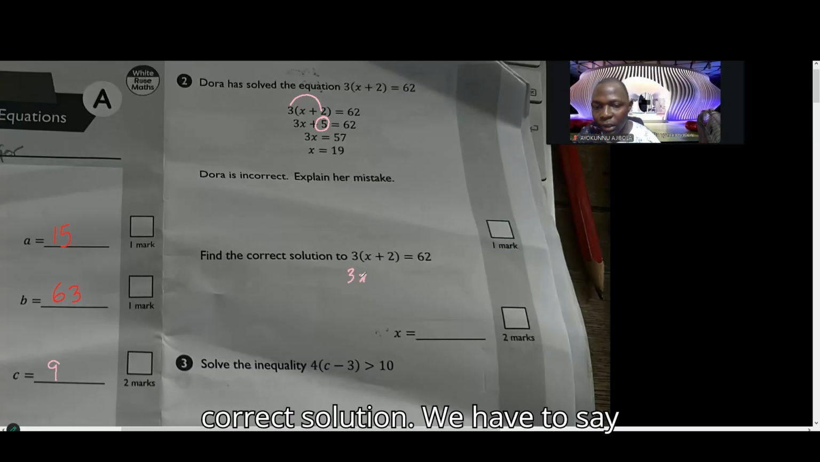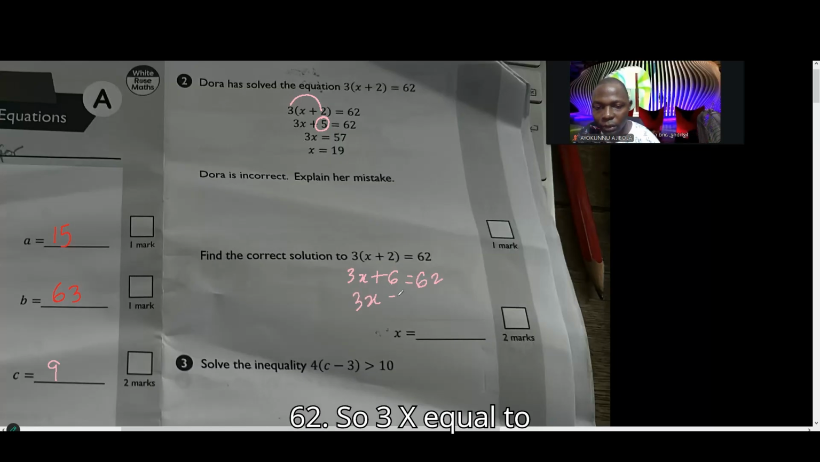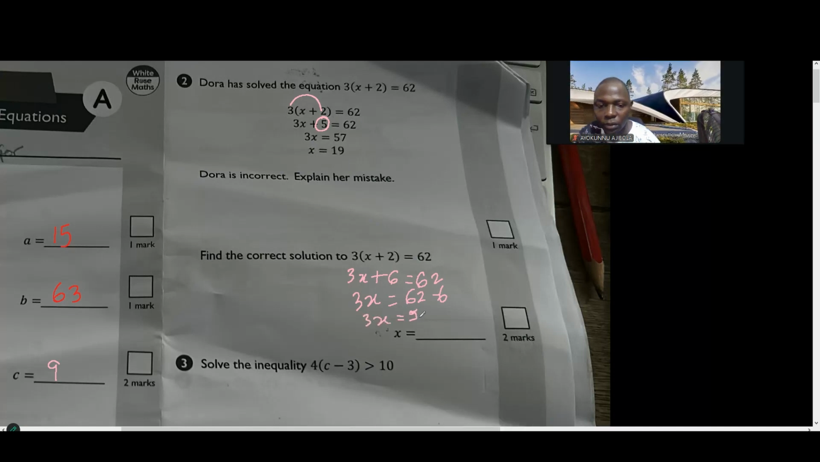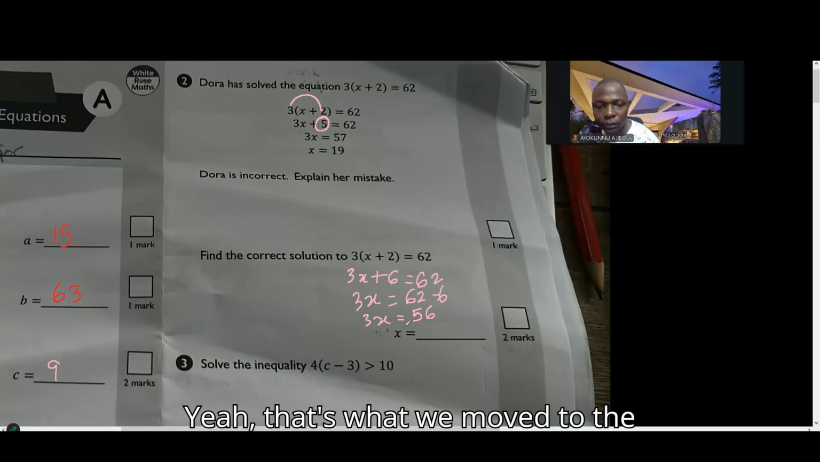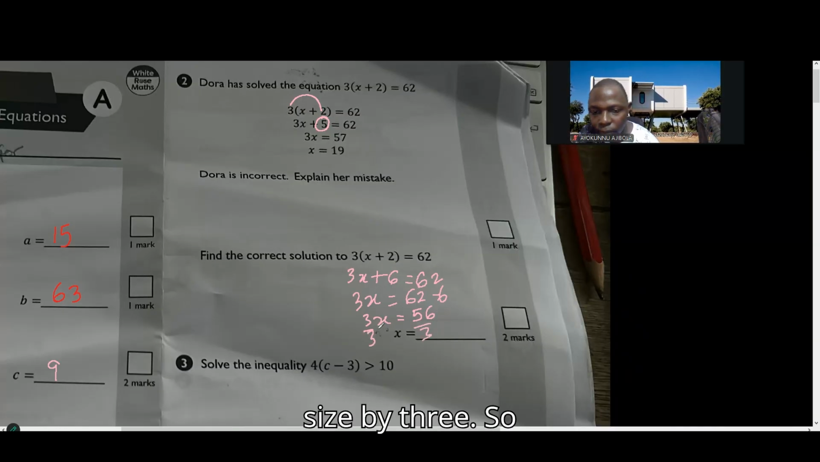You have to say 3x plus 6 equal to 62. So 3x equal to 62 minus 6. 3x equal to, if I remove 6 from 62, I have 56. Yeah, because if we remove 2, you get 60. If you remove 4, you get 56. Then divide both sides by 3. So you have x equal to 56 over 3.